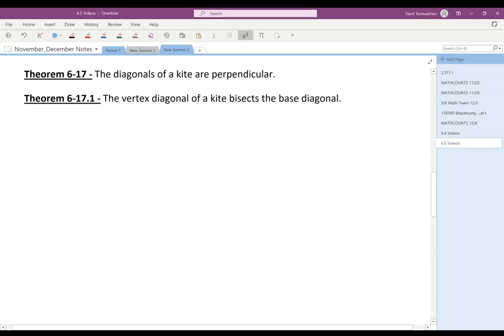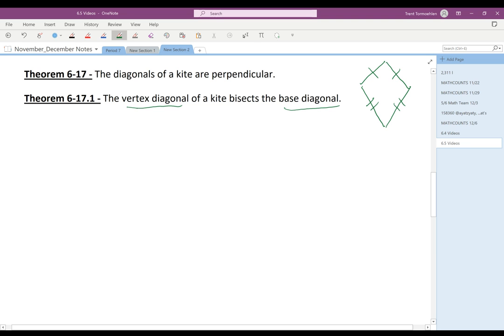Okay, we've got a couple kite theorems. And when we talk about a kite, I want to define a vertex angle, a vertex diagonal, and a base diagonal in a kite. So remember, a kite is just two pairs of adjacent sides congruent in a quadrilateral.